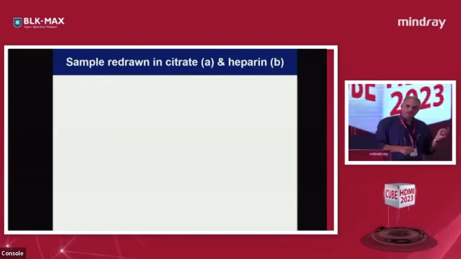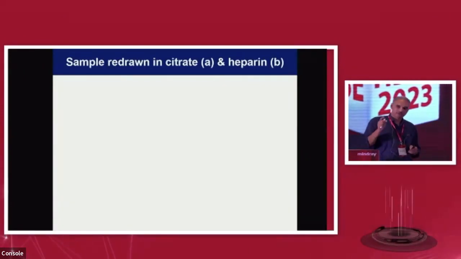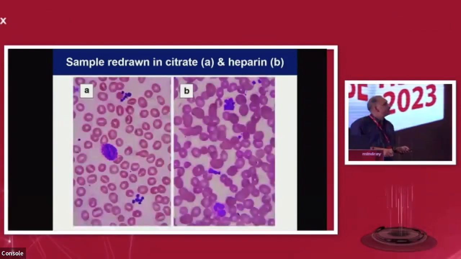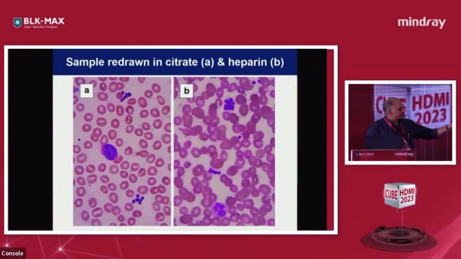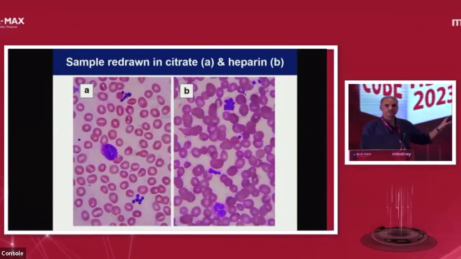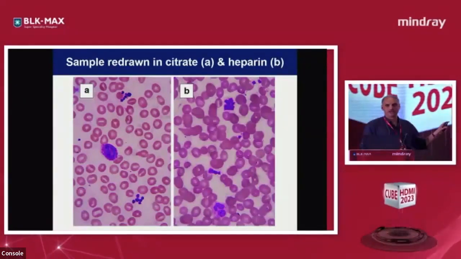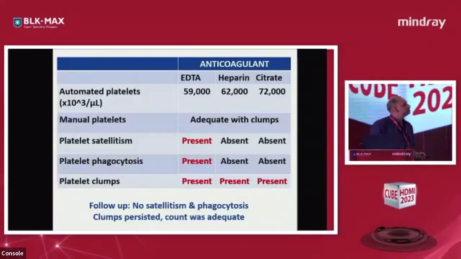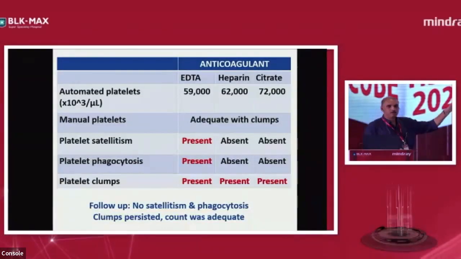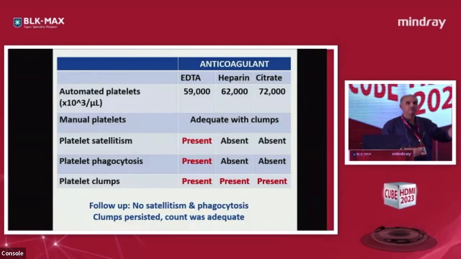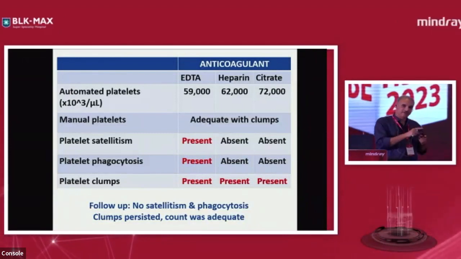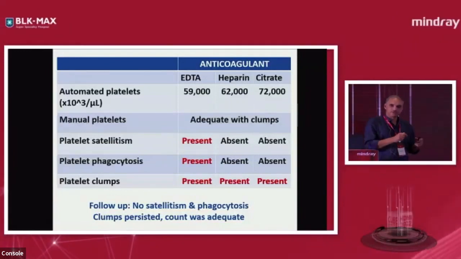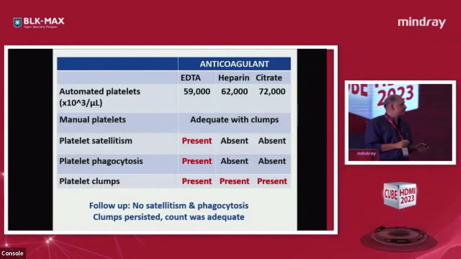So we took the sample in citrate and heparin, as is the approach when we look at satellitism or platelet clumping, when it does not explain well. And you saw the clumps opening up, the clumps staying, but the phagocytosis completely gone, satellitism completely gone with citrate and heparin, and we got better counts. So all three automated counts were still low, although citrate was higher because the clumps persisted. But phagocytosis and satellitism disappeared. So degree of clumping was variable. We couldn't pinpoint which had more or less.